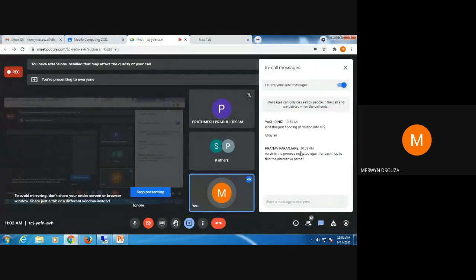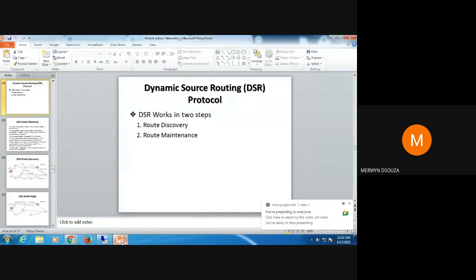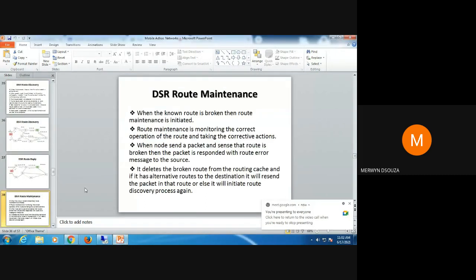So any other question about this slide? Okay, so let's reply to Prathamesh then. What happens if a node is no longer there or it has moved away, or the battery has got discharged? So many problems could happen with your mobiles.